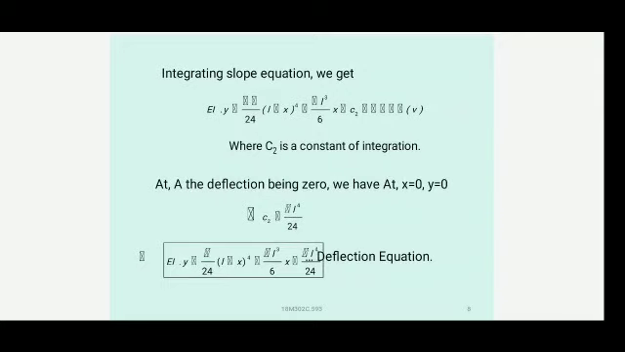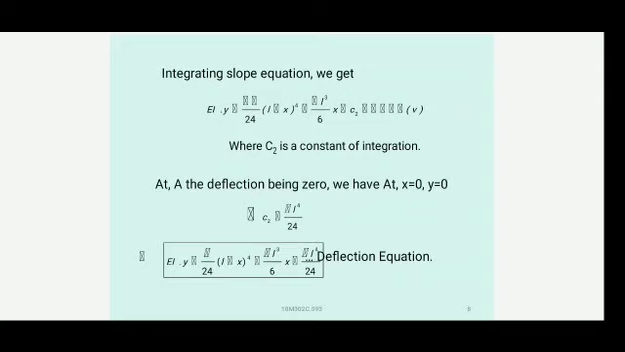At A, the deflection will be 0. We have x is equal to 0, y is equal to 0. Substituting x is equal to 0, y is equal to 0, the C2 is equal to WL to the power of 4 by 24. We can substitute that C2 value, WL to the power of 4 by 24, in equation number 5. We can get the deflection equation.